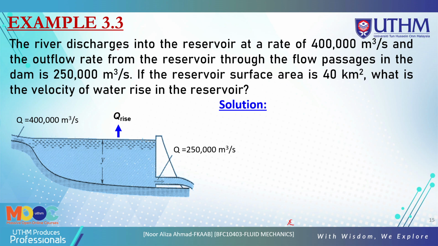Okay, the river discharges into the reservoir at a rate of 500,000 meter cube per second, and the outflow rate from the reservoir, the Q out in the dam, is 250,000 meter cube per second. If the reservoir surface area is 40 kilometer squared, what is the velocity of water rise?